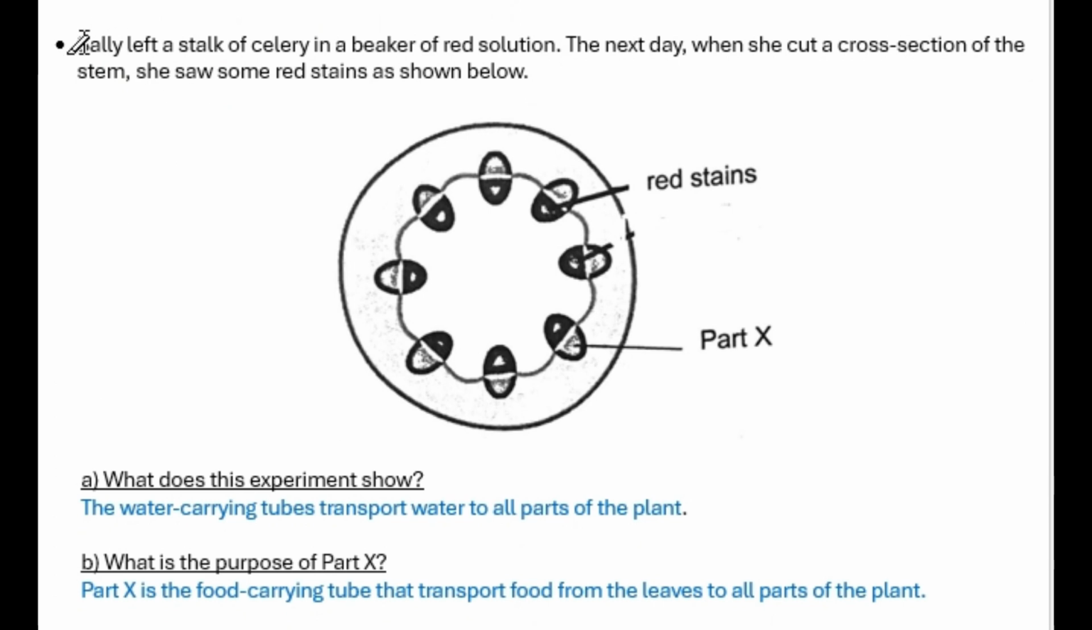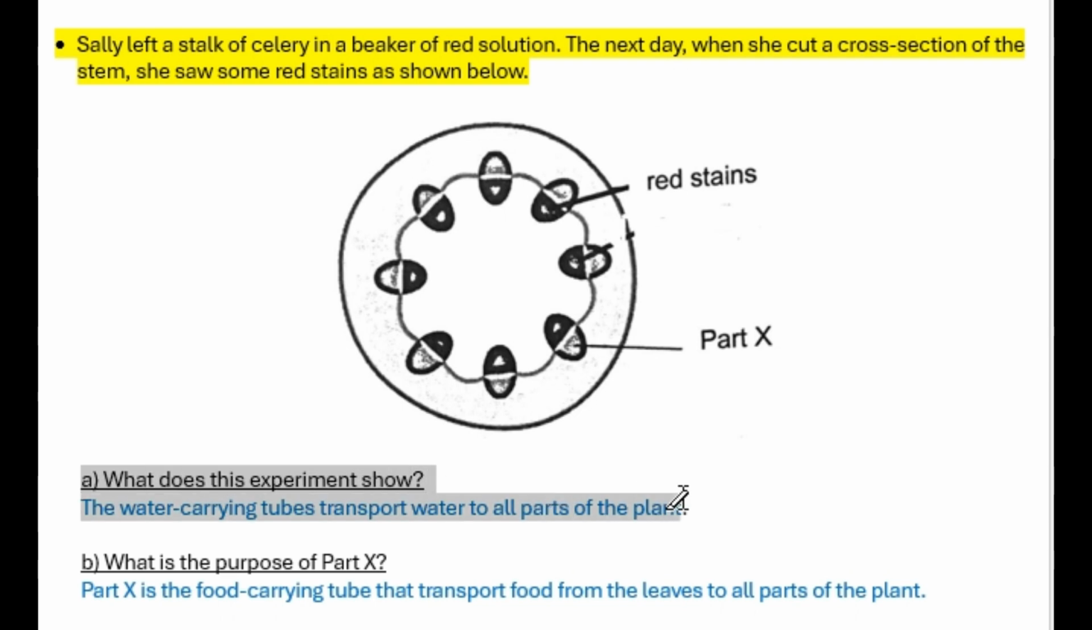Sally left a stalk of celery in a beaker of red solution. The next day, when she cut a cross-section of the stem, she saw some red stains, as shown below. What does this experiment show? The water-carrying tubes transport water to all parts of the plant.